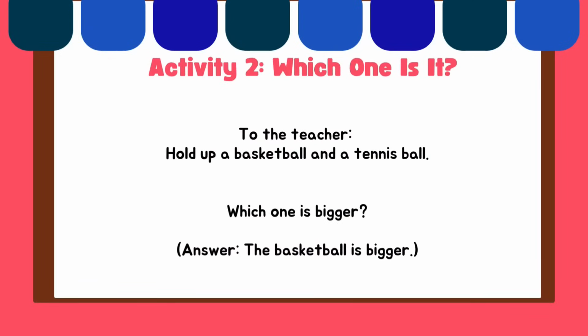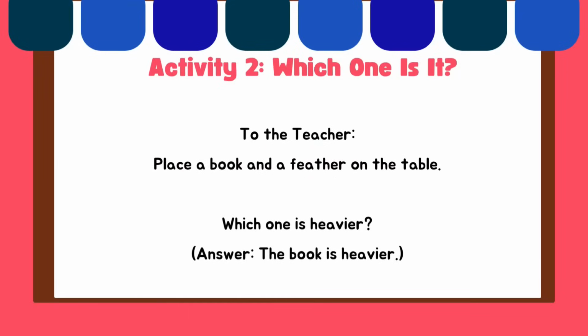Now, hold up a basketball and a tennis ball. Which one is bigger? That's right. The basketball is bigger. Now, place a book and a feather on the table. Which one is heavier? Good job, everyone! The book is heavier.